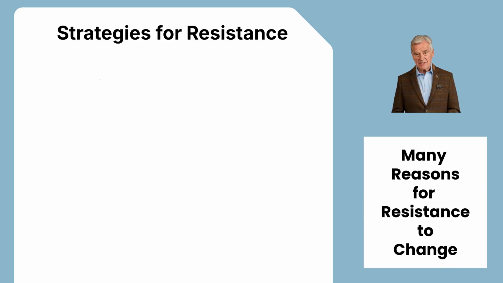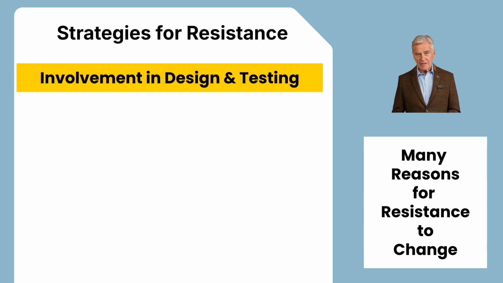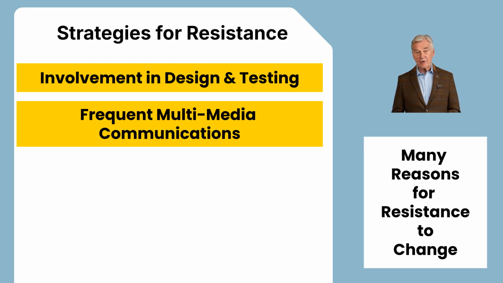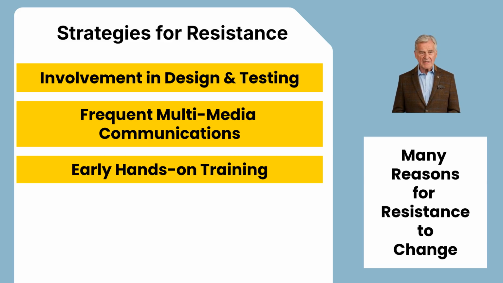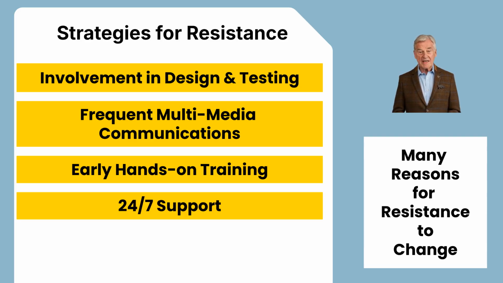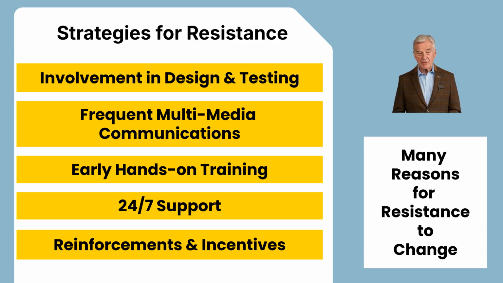There are many reasons for stakeholder resistance to change. Some strategies that work in helping stakeholders adjust to a new environment include the following: involvement in requirements, design, and testing, frequent multimedia and multi-channel update and training communications, early hands-on work and technical training, 24/7 support for work and technical questions from a help desk, super users, or change agents, and the use of positive reinforcements and incentives.